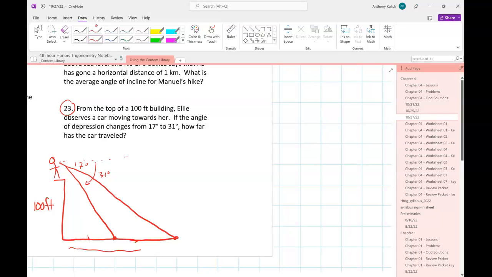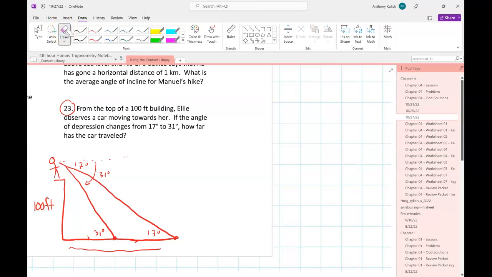So what we're looking for is this distance x, right? Everybody cool with that? Okay. So my angle of depression, I note this is the same as 17 degrees, and this one is the same as 31 degrees. So far, so good, Giselle? Yeah.